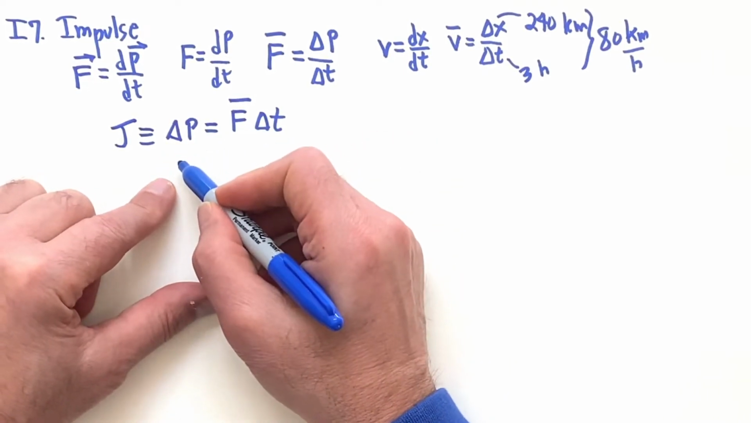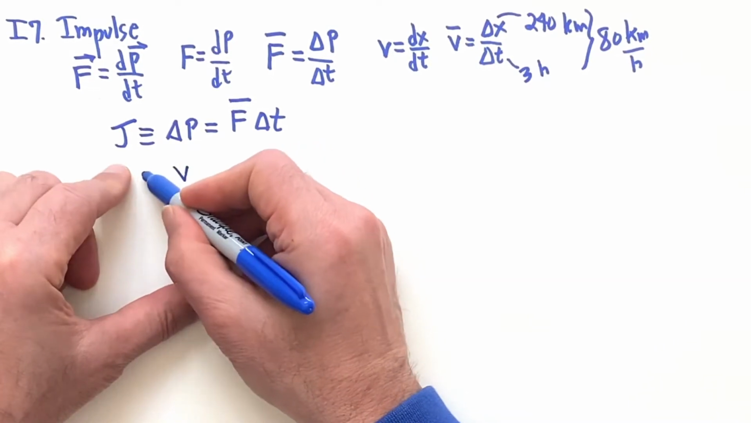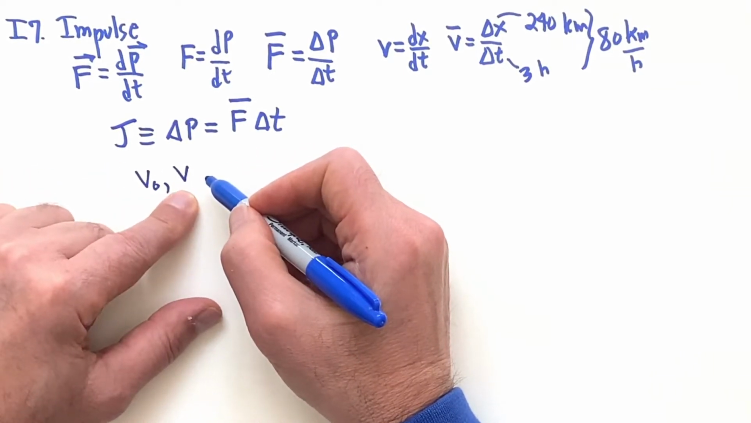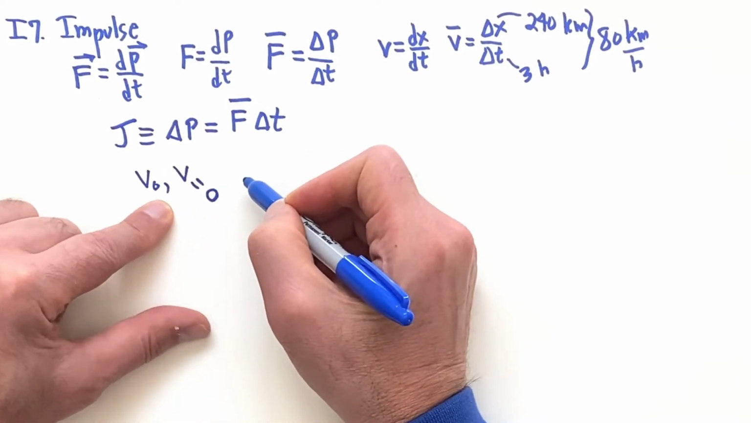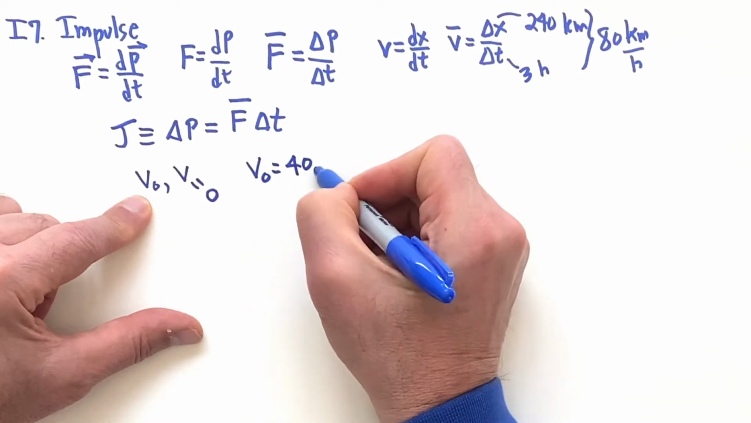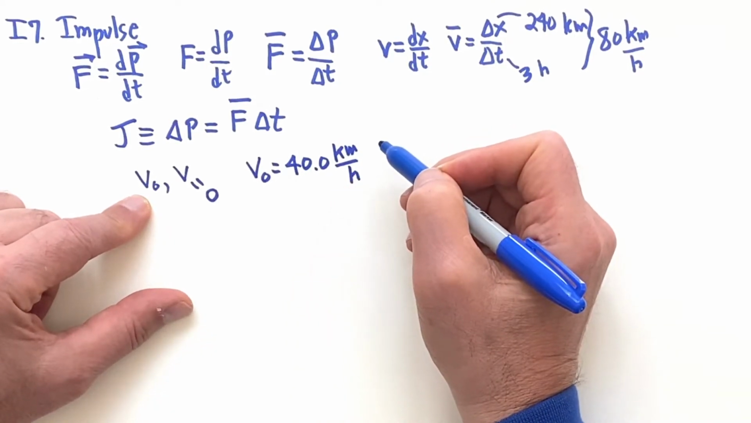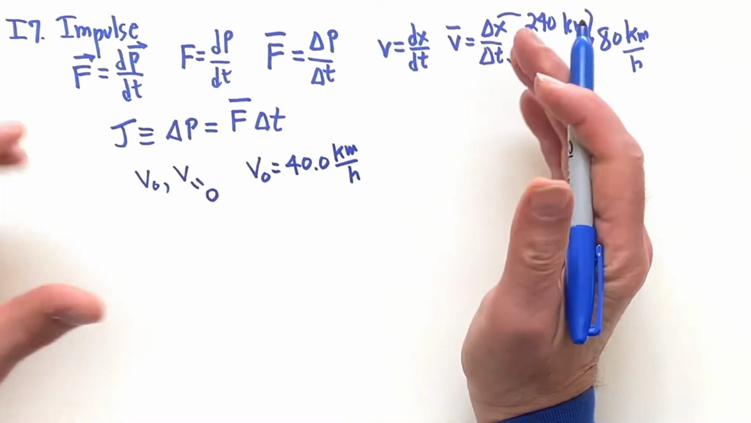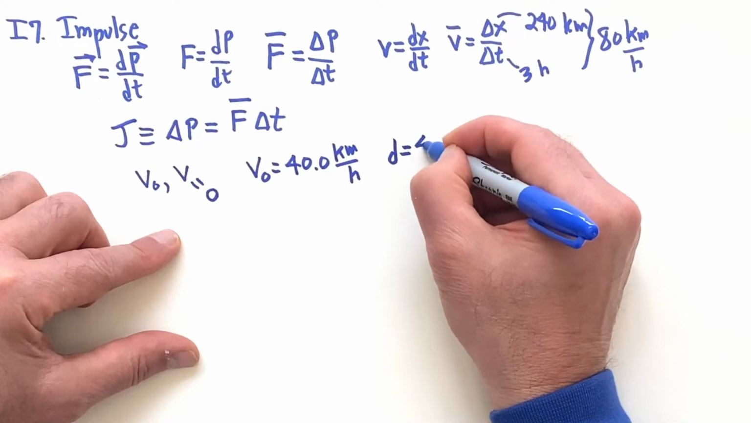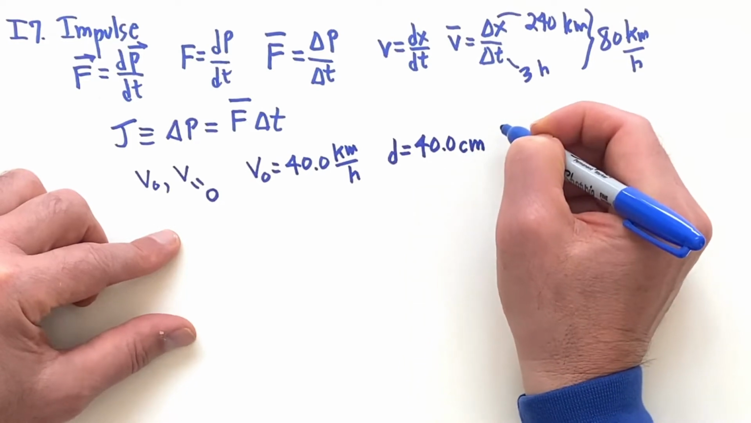So in our case, we're going to take the initial speed, and we'll use our kinematic notation. This is the initial speed, this is the final speed. The final speed is going to be 0 after the collision. And the initial speed, we're going to take it to be 40 kilometers per hour, 25 miles per hour. And by the deformation of the car, we're going to take, say, that distance as 40.0 centimeters, which is 16 inches.